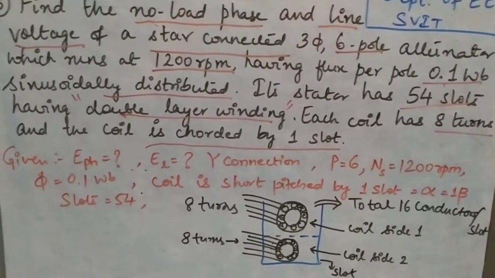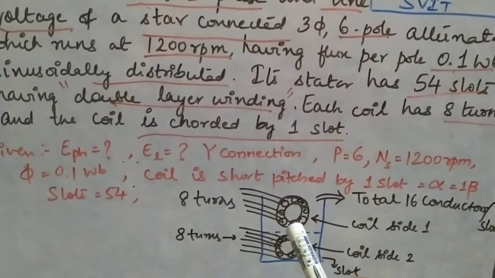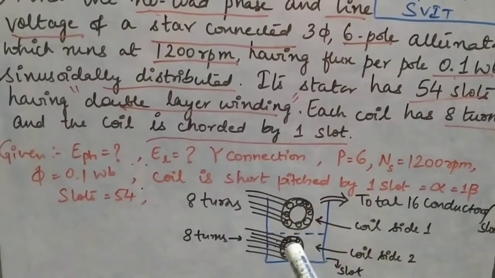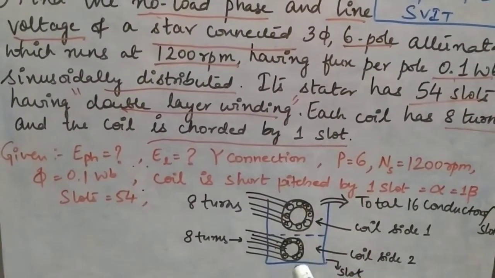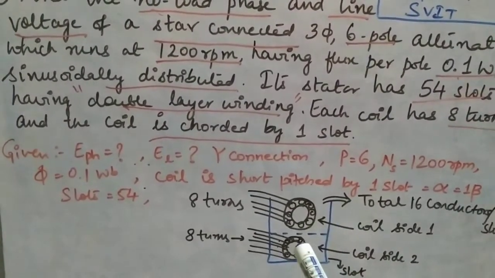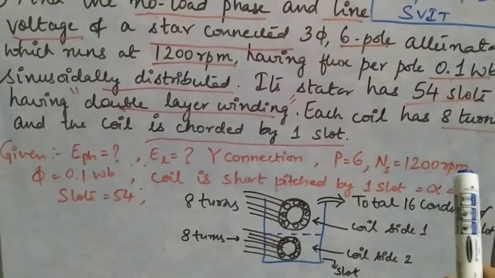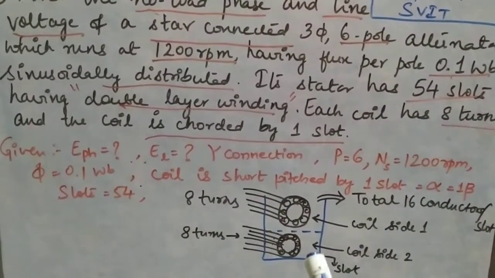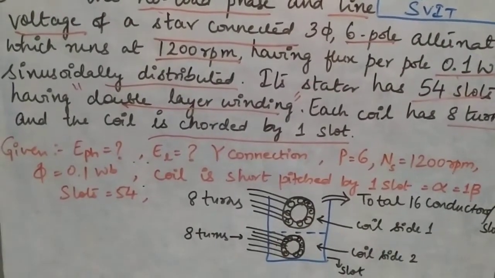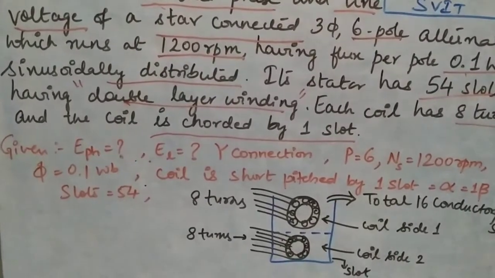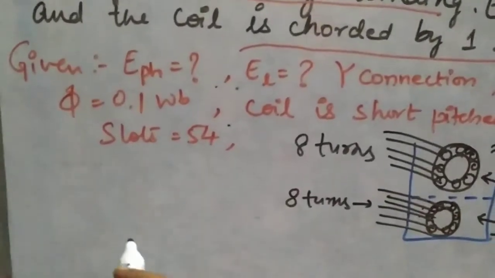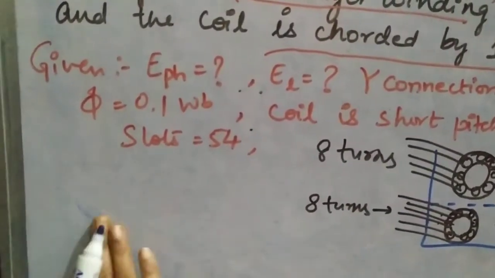What does double layer winding mean? Here you can observe that we have a double layer in which you will find two coil sides placed in a single slot. So in a single slot itself we are going to place 2 coil sides. Each coil side, as given in the problem, will have 8 turns. So we have drawn it like this. Totally you can find out how many conductors there are, that is Z.